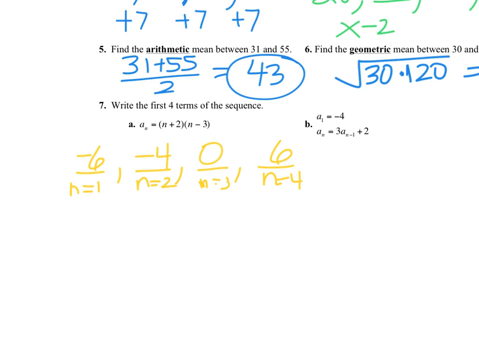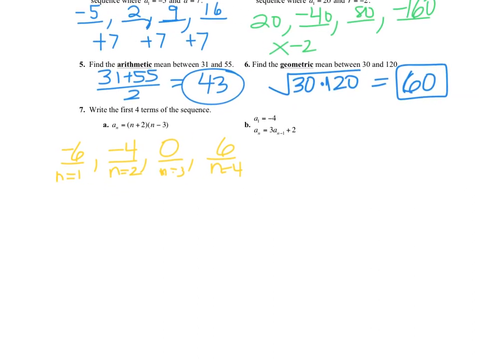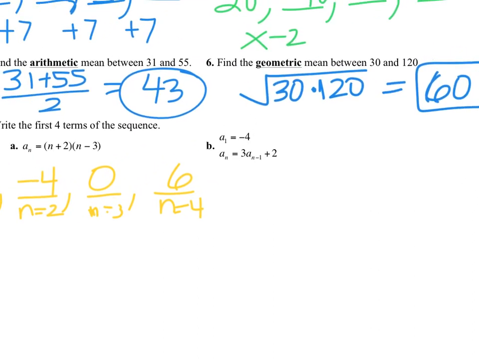All right, part B is done a little bit differently. This is a recursive formula. And so to get the first 4 terms, you're going to use what they tell you to start with, and you're going to use that to get the next one. It's like you're generating the next few terms. So the first term they tell me is -4. Now to find the next one, do you see this? This bothers some people.